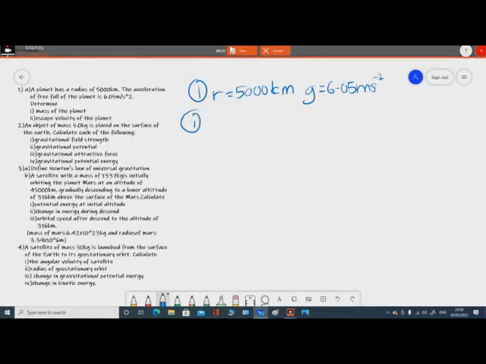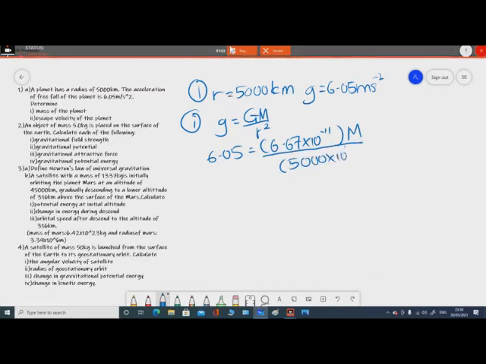So we have g is actually given as GM over r square. So 6.05 is equal to 6.67 times 10 to the power of negative 11, times M, which will be our unknown, over 5,000 times 10 to the power of 3 squared. So M equals 6.05 times (5,000 times 10 to the power of 3) squared, divided by 6.67 times 10 to the power of negative 11.